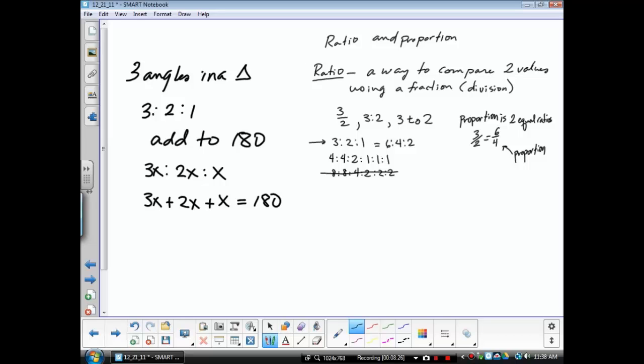Now, when I add 3 plus 2 plus 1, that gives me 6x. So I divide by 6. X is 30. If x is 30, then what are the other 2 angles? 30. Yeah, you multiply by 2 and then you multiply by 3. So this becomes 90. Those are the 3 angles in a triangle whose ratio is 3 to 2 to 1.